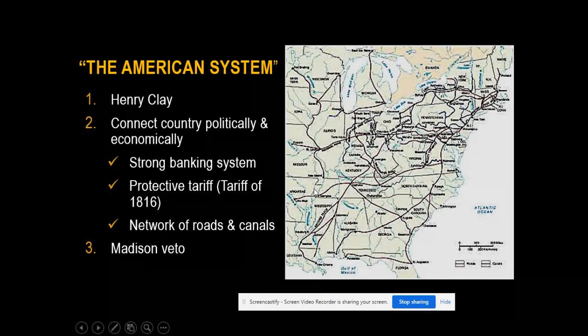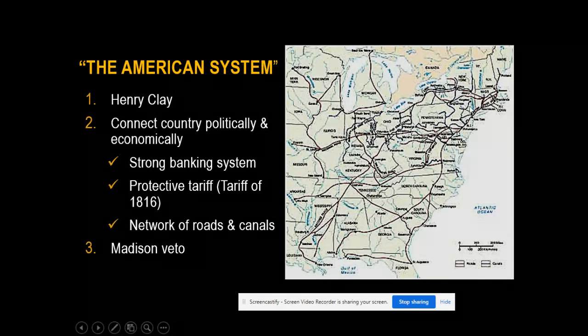You guys should have these three things. It's a strong banking system, to have a stable currency. If you don't know what the purchasing value of your dollar is, it's really hard to start a business, so that's the importance of banking. Protective tariffs come in 1816, which we talked about.